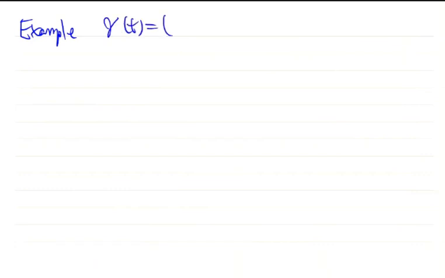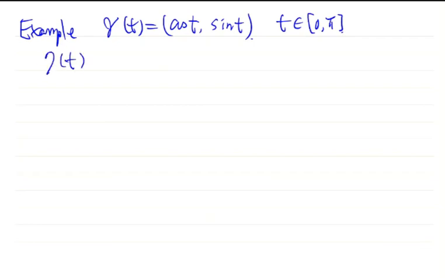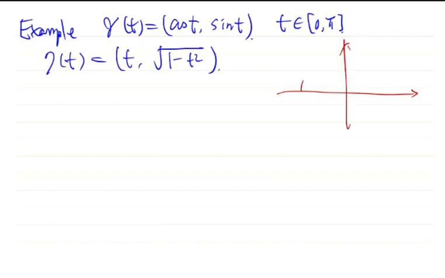Gamma(t) is (cosine t, sine t), t from 0 to pi, and eta(t) is (t, square root of 1 minus t squared). These two maps are smooth parametric patches, but as you can check, their images are the same upper half circle in the xy plane. For gamma, the t is here. For eta, the t is here.